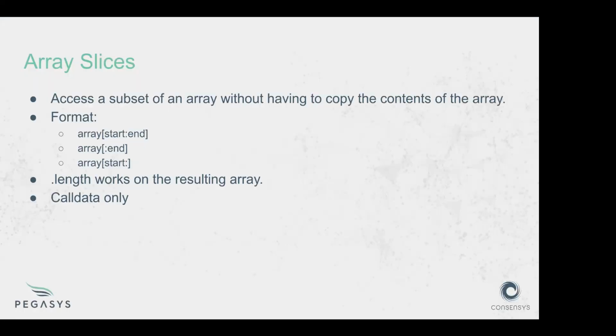So array slices is the idea of getting a subset of an array. For instance, what's shown there, where you could get, say, from a start to an end offset within the array, or from the start to an end offset, or from a start offset to the end. And for the resulting array, you can use .length to get the length of the array. The limitation at the moment is that it only works for call data. It doesn't work for storage or in memory.